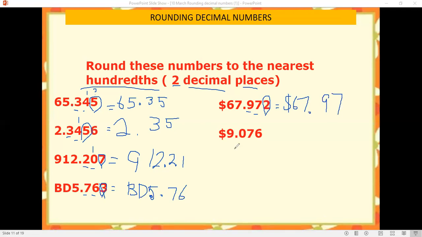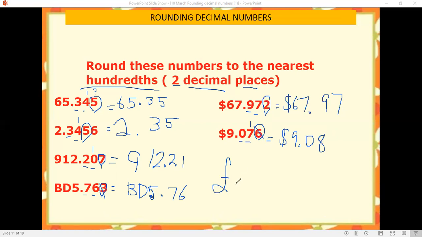Okay, last one, $9. Let's count 1 and 2 and circle. It is 5 or more, therefore we have to add 1 there and cancel. So the answer is 9.08.